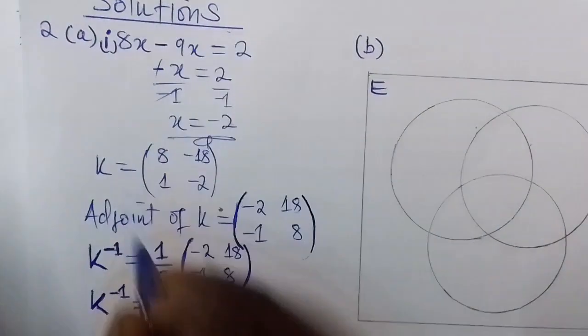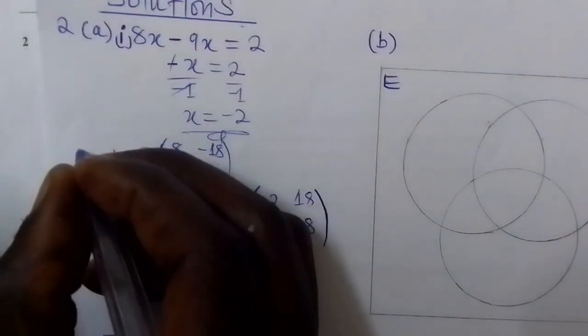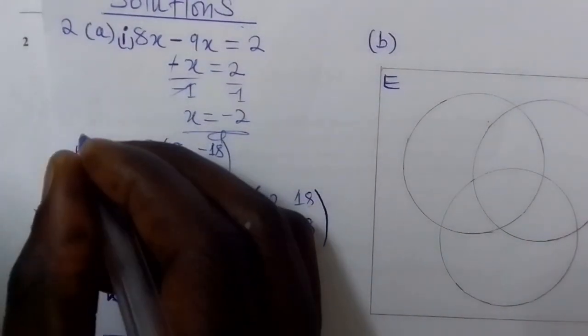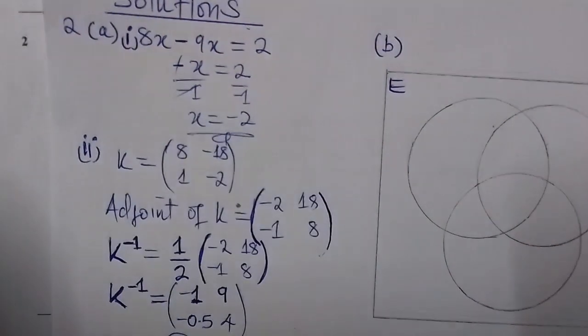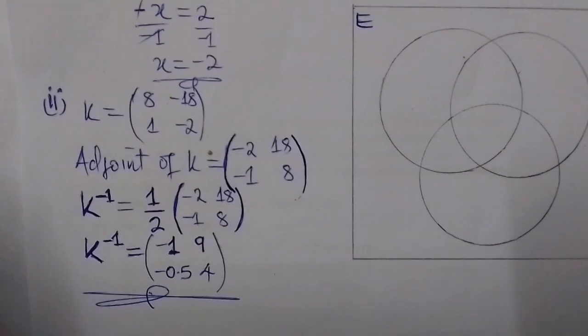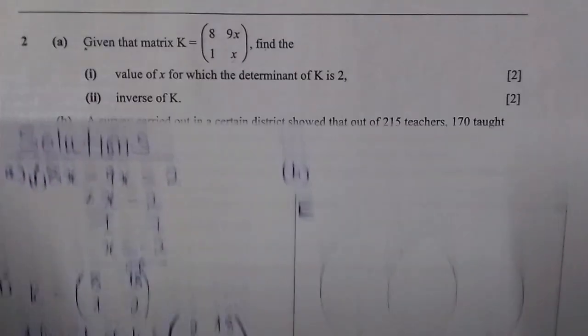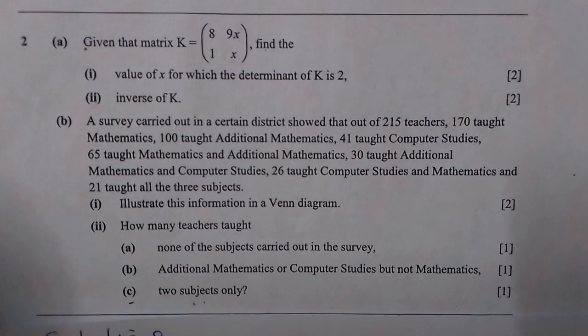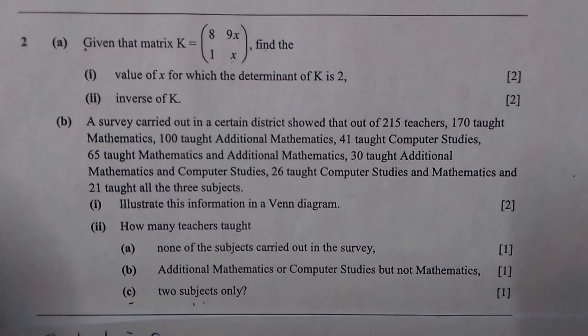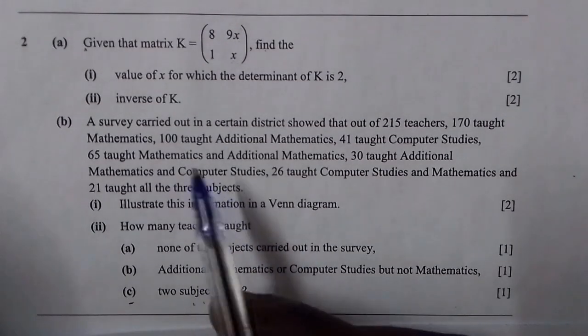So this is Roman numeral 1. Then starting here, we were working out Roman numeral 2. So that's our solution. Then we go to part B of question 2. Part B has the following information.